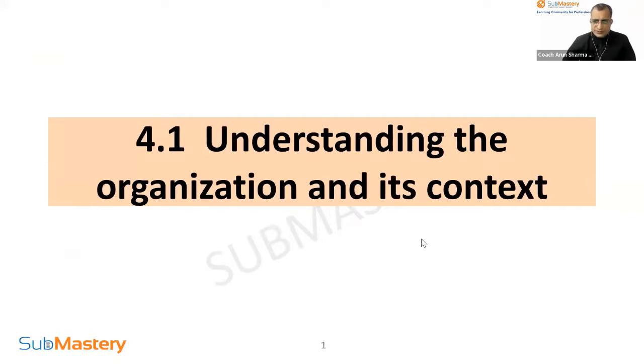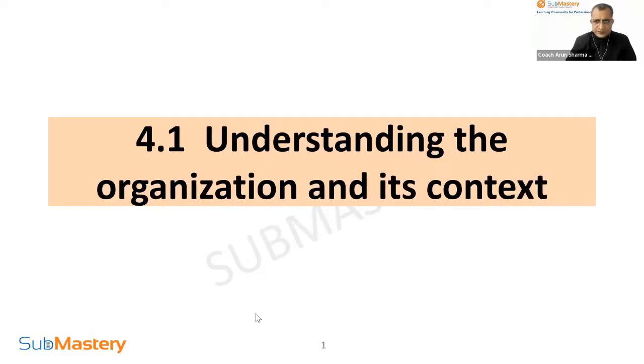So this is a new initiative. In this new initiative, what I'll be doing is sharing a few of the important clauses of IATF 16949. And I'll also show you a case study. So let's talk about clause number 4.1, which is the context of the organization.